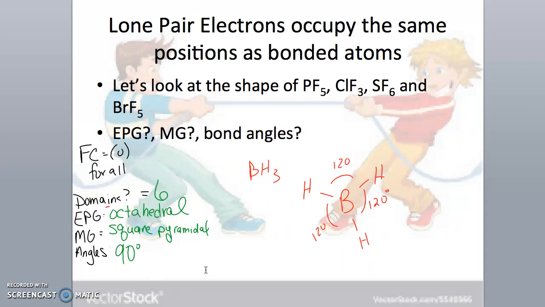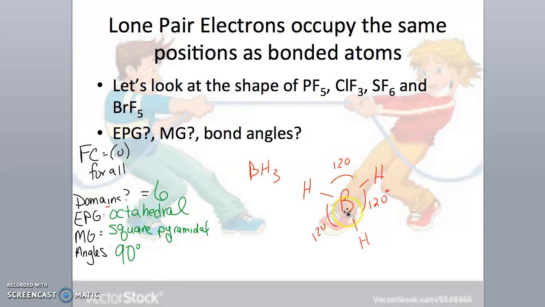So we've got some examples here. We did all these in class, but I've got one here I can show you. So it looks like we have BH3 here. So we draw our correct Lewis structure. I've got 3 domains. This is trigonal planar. The angles are 120 degrees.